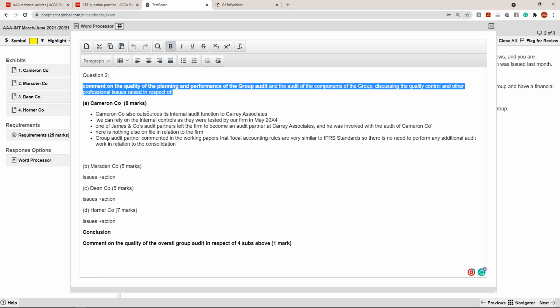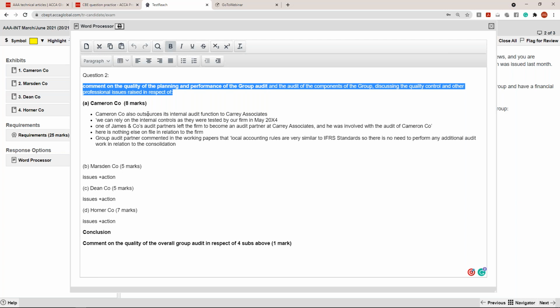So there was a significant familiarity threat there. Then we got to know that there is nothing else on the file in relation to the firm. You have not done the independence, experience, and competence checking of Kerry Associate, knowing that your partner is working there. So you avoided the way you should have checked the component auditor.